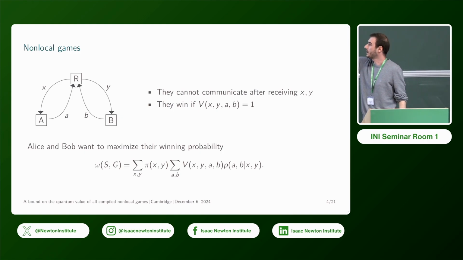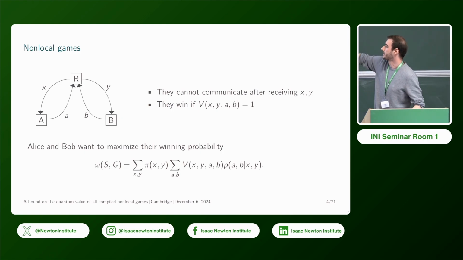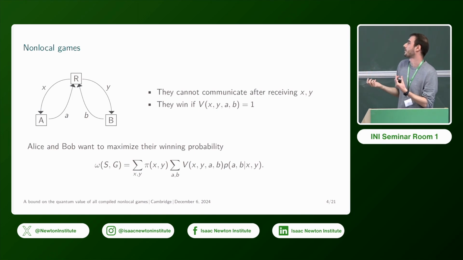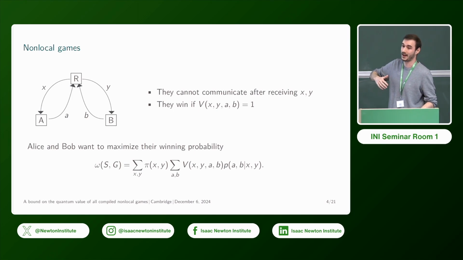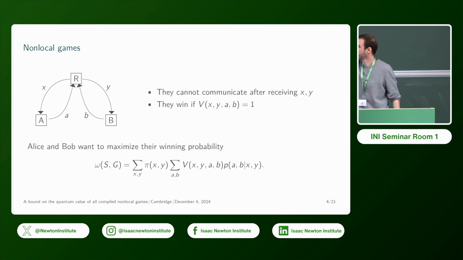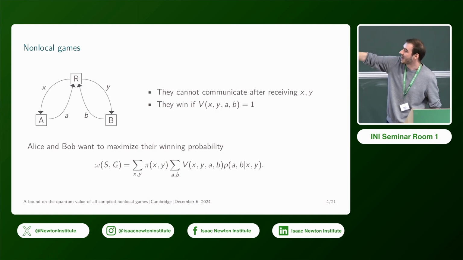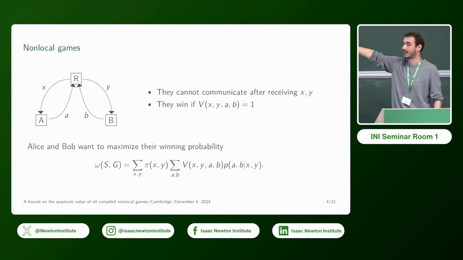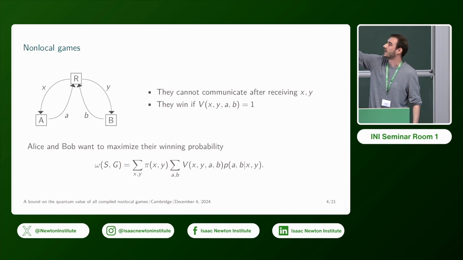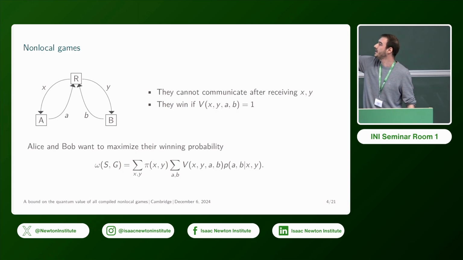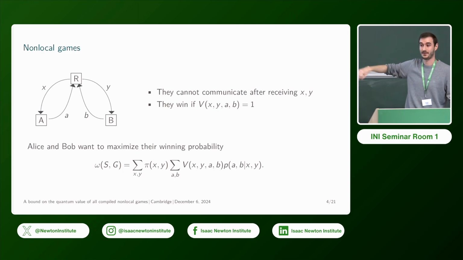The V is the verification function, and this P is the probability of Alice and Bob receiving X and Y and answering with A and B. And now this winning probability depends on the strategy S that Alice and Bob agree on beforehand, and this P depends on the resources we have, right?